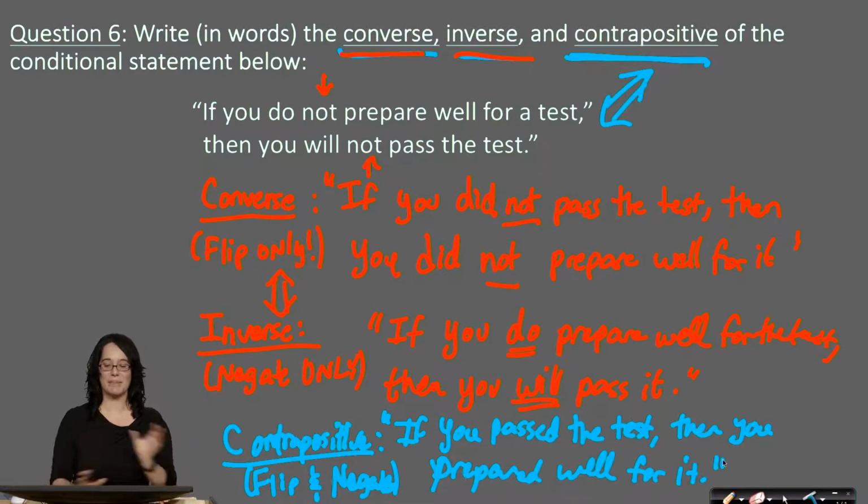Okay, so here we've flipped and we've negated. And again, the contrapositive means the same thing. It's equivalent to the original conditional statement. However, the converse and the inverse are not equivalent to the original because they're only flipping or they're only negating. They're not flipping and negating. So make sure you have those ones straight and you understand how to apply them and recognize their usage.